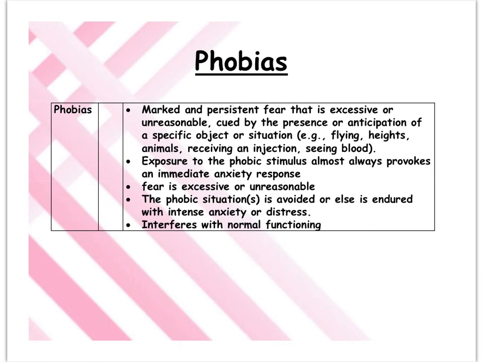And the last one I want to go over is phobias. Notice no numbers here, so you need all of these symptoms. This is a marked and persistent fear that is excessive or unreasonable, cued by the presence or anticipation of a specific object or situation. For example, flying, heights, animals, receiving an injection, seeing blood. The big difference between a phobia disorder and a panic disorder is that panic disorders are non-specific. Phobias are typically targeted at something very specific. Somebody could be claustrophobic or afraid of heights or what have you.